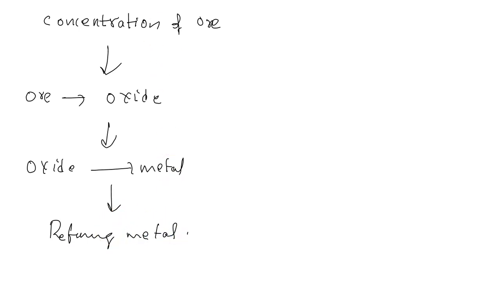Now, did you get an idea? Good. I hope everyone's able to follow. You can also pause the video in between and replay if you have missed the flow somewhere. Now, let's go back. Concentration of ore can happen in different ways. One is froth flotation. Second one is magnetic separation. And third one is gravity separation.